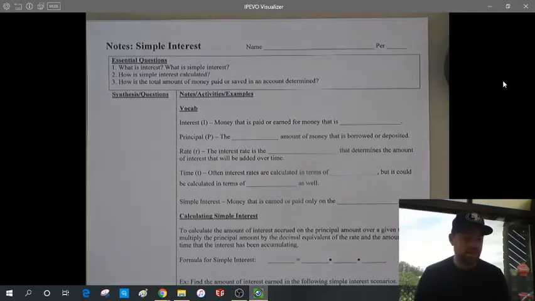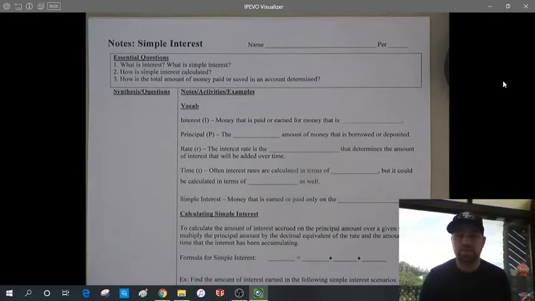Okay, this week's topic is interest. So we'll be talking about when you are saving money or if you're taking out a loan, how the person that lent you that money, or when you're lending somebody money, how you make more money on that.